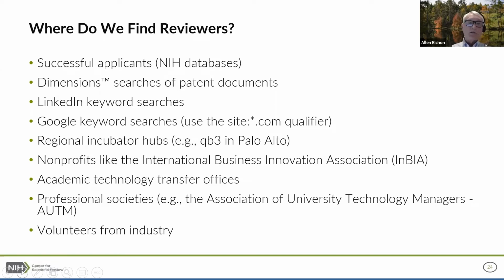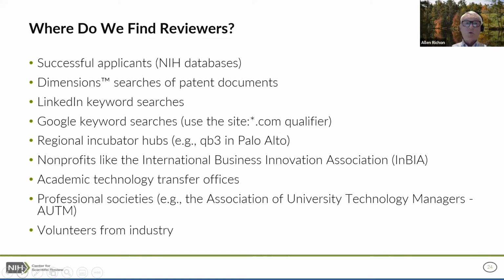So, okay, where do we find reviewers? Absolutely successful applicants. We will look within our NIH databases for the types of people who would be submitting applications in the study sections that we run, who have been funded at a phase 1, phase 2, and beyond level. There are several commercial products out there, including Dimensions, which allow searches based on keywords for patent documents. We also run LinkedIn keyword searches in groups. We do Google keyword searches.